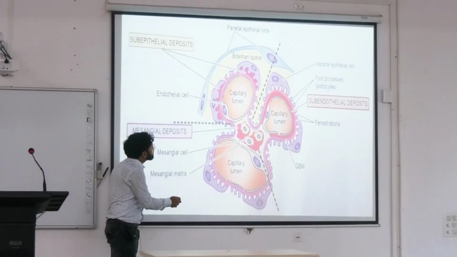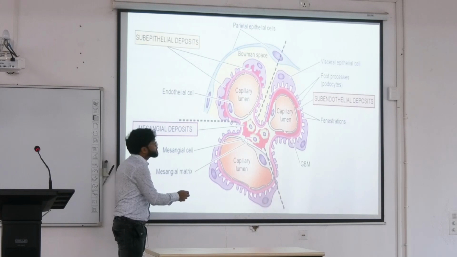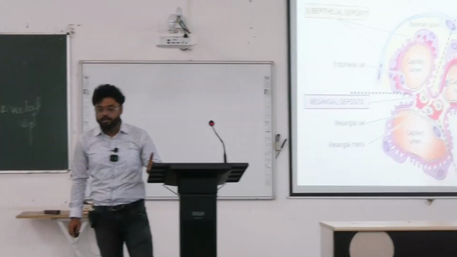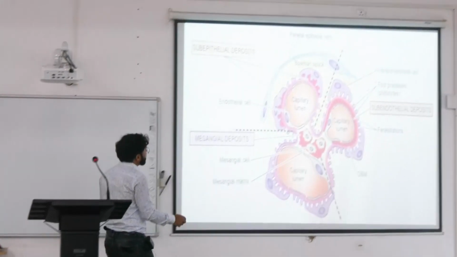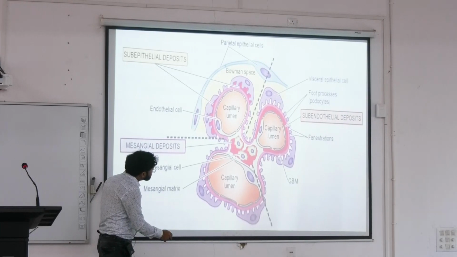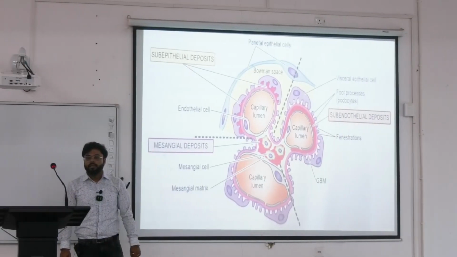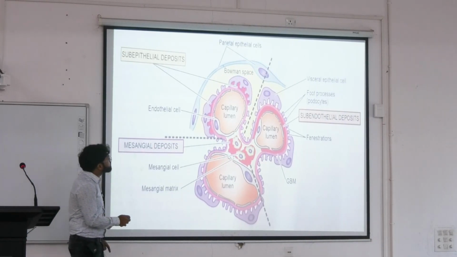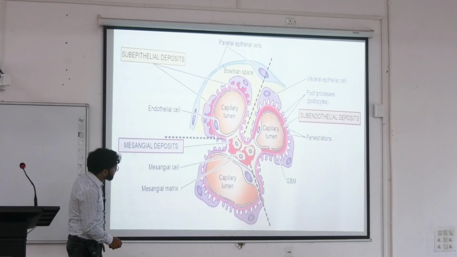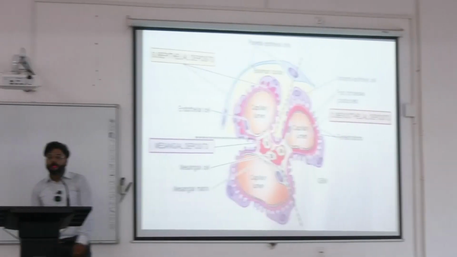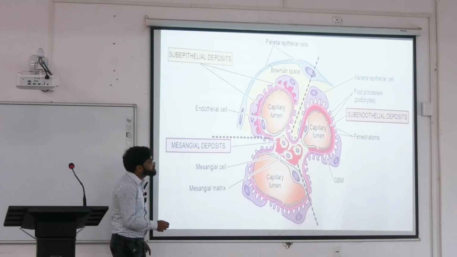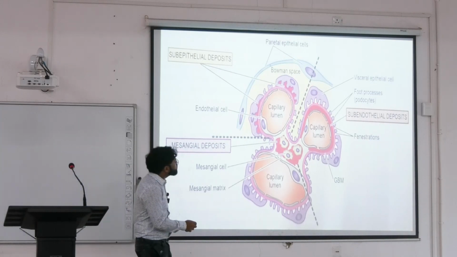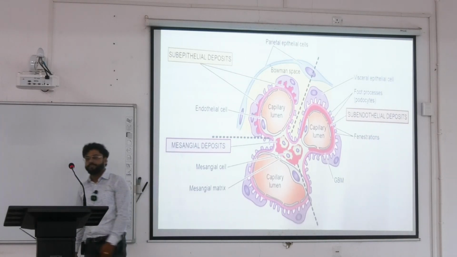And outside the capillary lumen, there is a membrane known as the basement membrane, the glomerular basement membrane, in red color. These reddish areas are the glomerular basement membrane. This basement membrane is capped or grabbed by some podocytes. These are podocytes, and they have some foot processes. Between the foot processes, there are so many gaps known as fenestration.